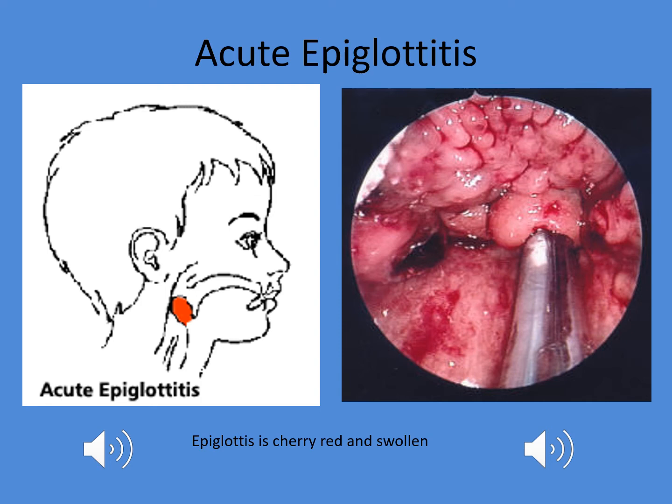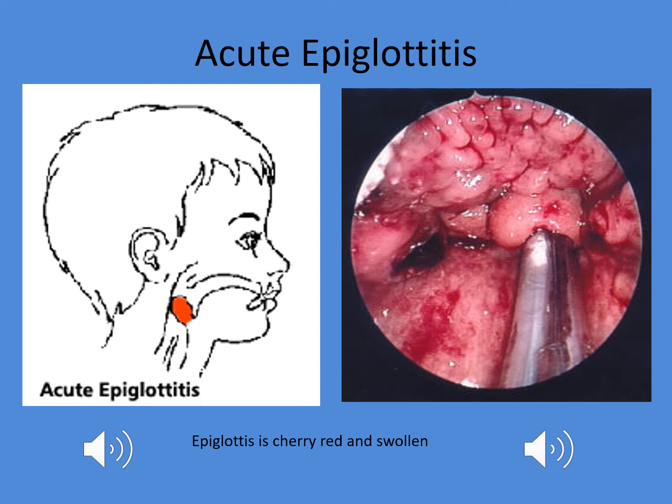Assessment-wise, it usually will begin as just a mild upper respiratory tract infection. So upper respiratory infection, and then after 1 to 2 days, inflammation spreads to the epiglottis, and then they're going to suddenly develop severe inspiratory stridor. What kind of fever do you think they're going to have if it's a bacterial cause? They're going to have a high fever, right? So bacterial cause, high fever.